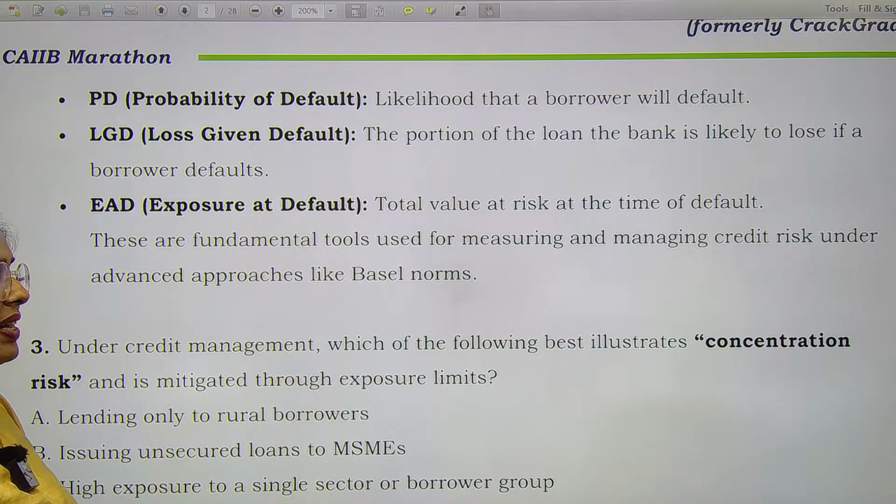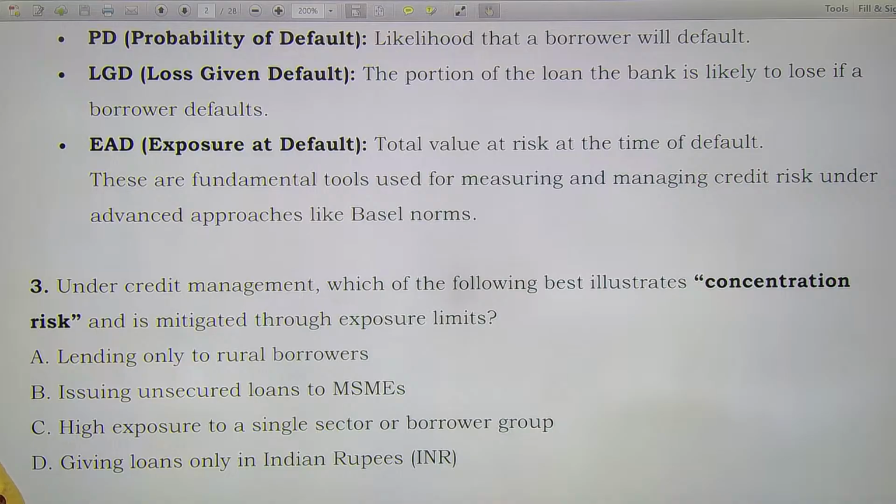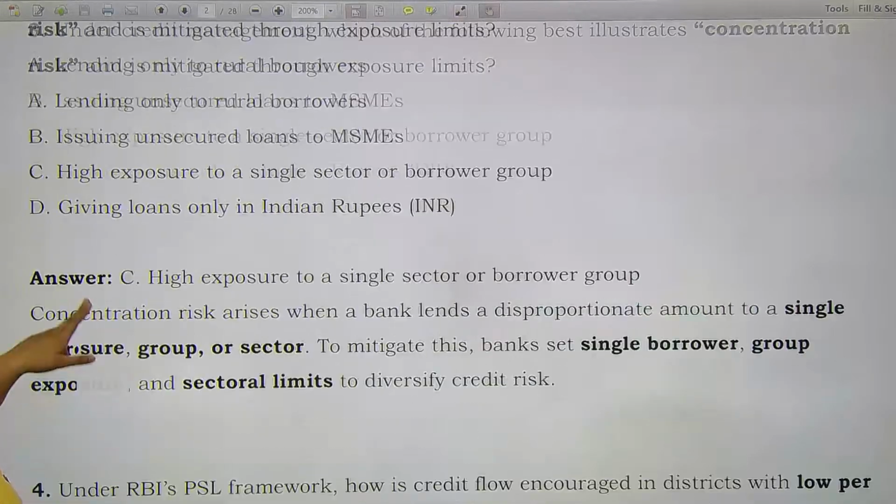Now we have option number 3, under credit management. Which of the following best illustrates concentration risk and is mitigated through exposure limits? Concentration risk, what will it be here? High exposure to a single sector or to a borrower group. Okay, if you are giving too much of the loan or funds to any borrower group or single sector, that is called concentration risk.